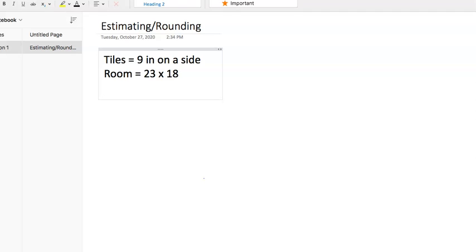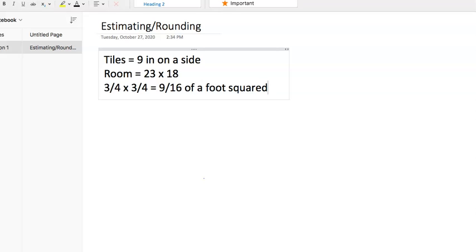Okay, so first of all, if we have 9 inches on a side, 9 inches is 3/4 of a foot, right? So 3/4 times 3/4 equals 9/16 of a foot squared. Okay, so that's what we have for a tile. 9/16 of a foot squared.